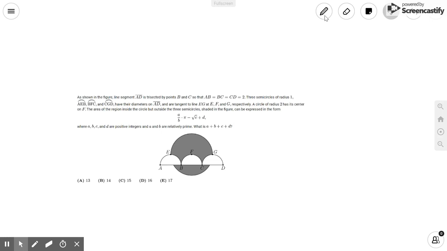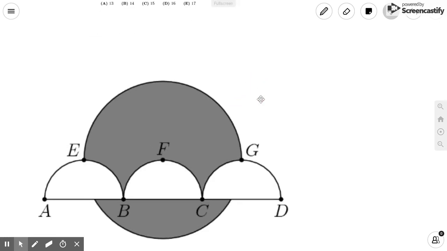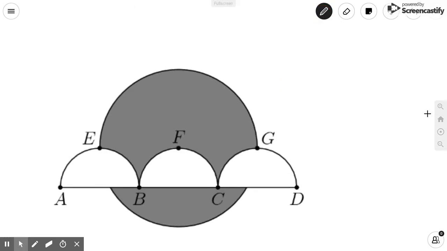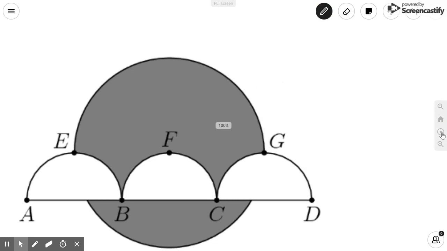Now, this problem may look complex at first because we don't know how to find this shaded region, but usually in situations like this, it helps to break up this large geometric shape into things that we know how to solve for. So I took the liberty of expanding this diagram below. So let's look at how we might be able to split this up.